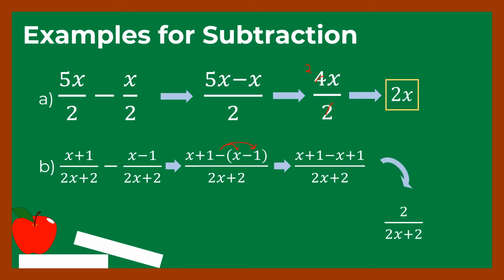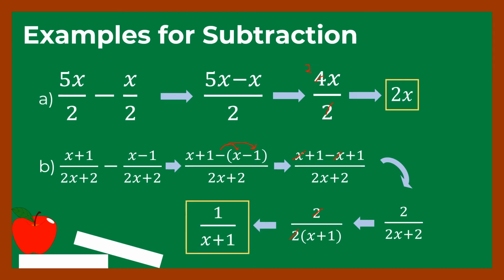So, we will combine like terms. So, x minus x, we get 0, and then 1 plus 1, we have 2. So, magiging 2 all over 2x plus 2. And then, notice that our denominator can still be factored out. So, magiging 2 all over 2 times the quantity of x plus 1. So, yung 2 ay makakansel out. Ang matitira na lang ay 1 all over x plus 1. So, this is our answer.